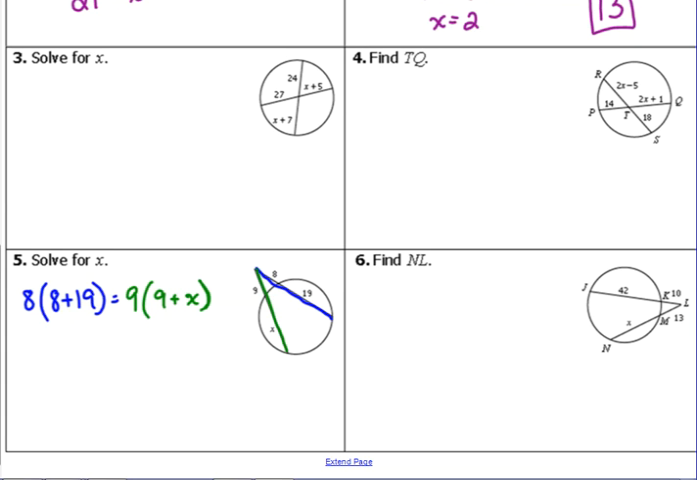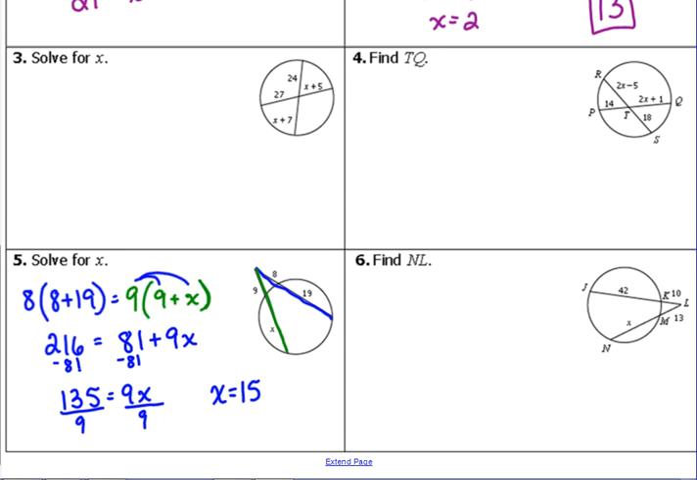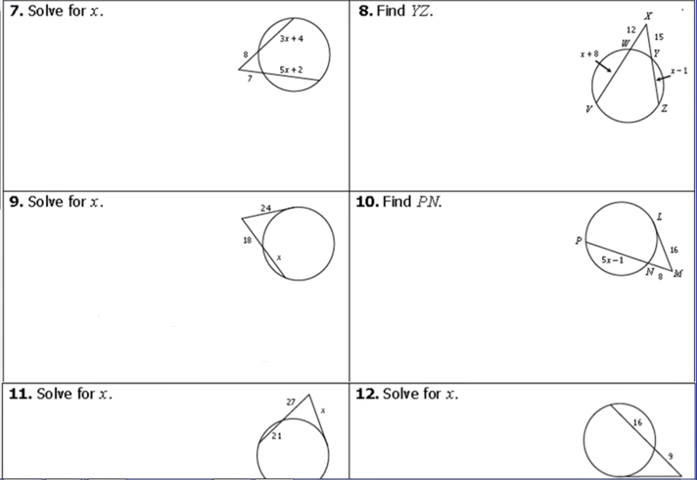If we solve this on the left side, 8 plus 19 is 27. 8 times 27 is 216. And then on the right side, we need to distribute the 9. 81 plus 9x. So then we subtract the 81. We get 135 equal to 9x. Divide by 9. We get x equals 15. They were asking us to solve for x, so we are finished. Number 6 is just like that one, so I'll leave that one.